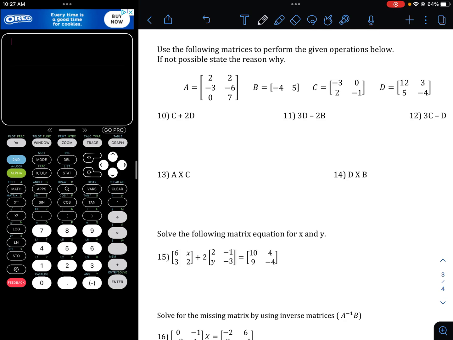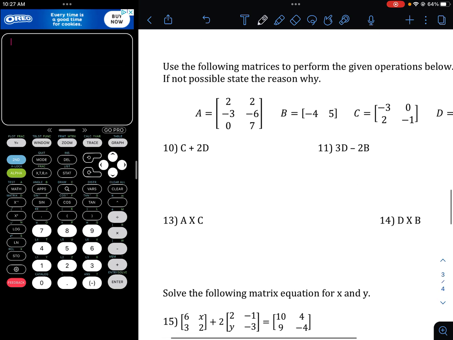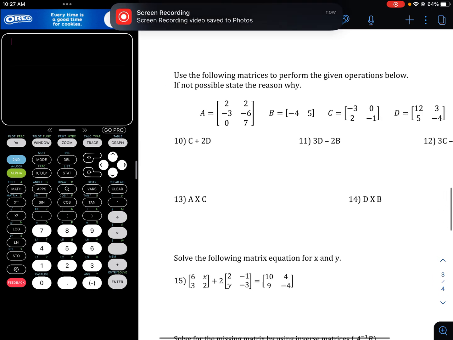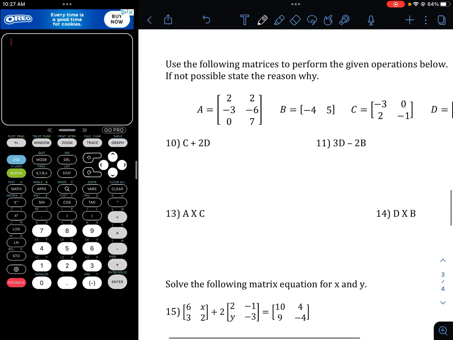And here we go with page 3 of our review. This time around, matrices. It could be helpful, for one, if you want to write these into your calculator, that could be helpful. Also remember, let's start by writing down the dimensions.